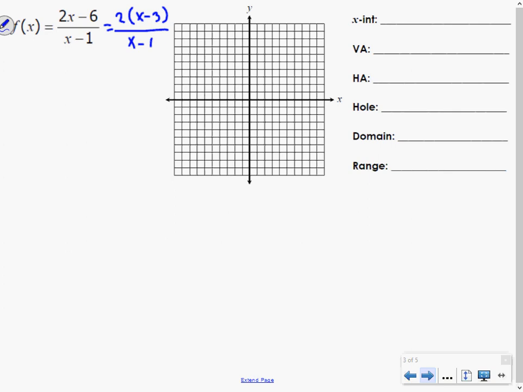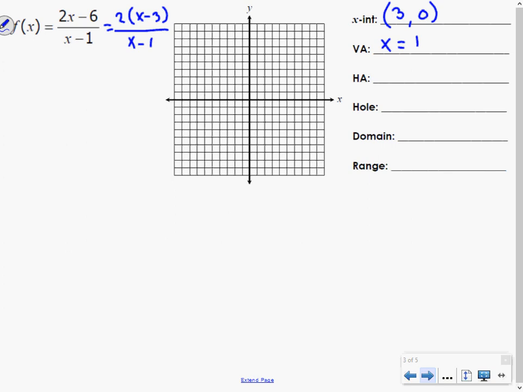So to find the x-intercept, I'm going to take that numerator, set it equal to 0, and solve for x. Well, if I set x minus 3 equal to 0 and solve, I'm going to get positive 3. That's the x value that will make my numerator 0, so that's my x-intercept. Vertical asymptote, we set the denominator equal to 0. So if I set x minus 1 equal to 0 and solve, I'm going to get x equals 1. And remember, vertical asymptote, we need to write it as a vertical line, so it has to be x equals.